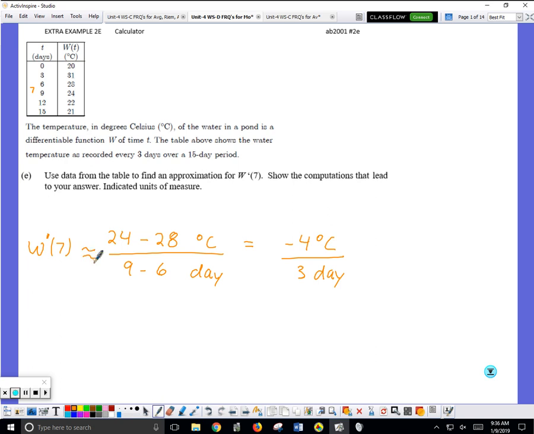Because they said find an approximation, I should have said squiggly. Okay, I don't think they'll deduct a point for that. Thank you.